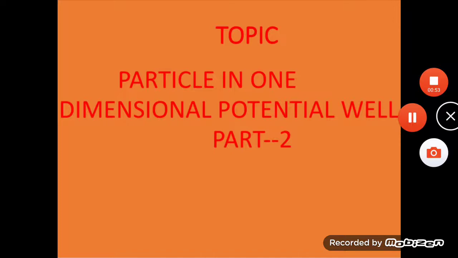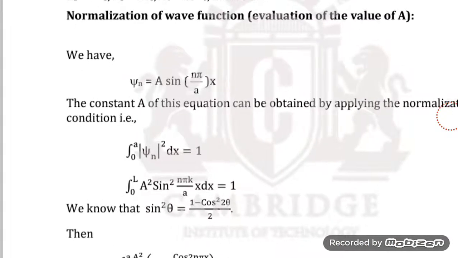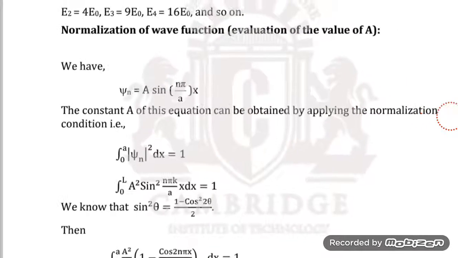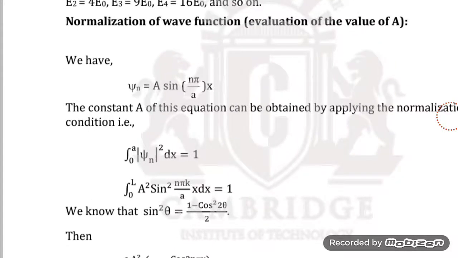In the second part we will establish normalization of the wave function. For normalization of the wave function we have to calculate the value of A. Initially we have the wave function psi n equal to A sin n pi by a of x, where A is a constant of this equation and it can be obtained by applying the normalization condition.